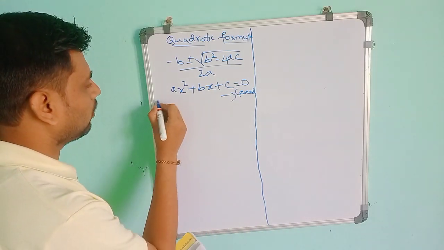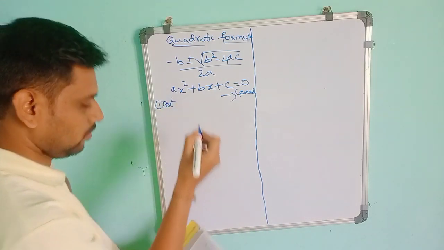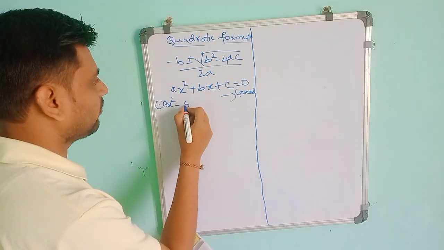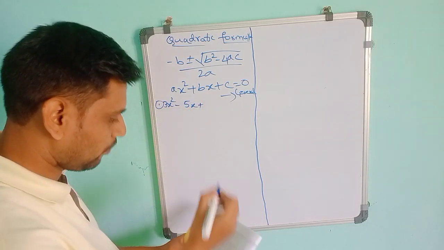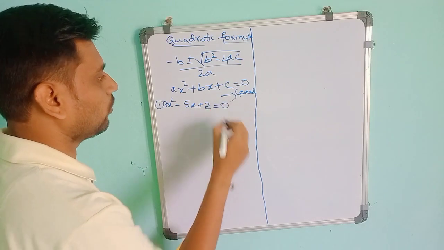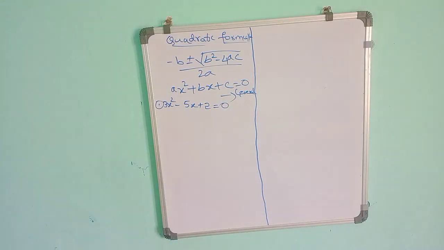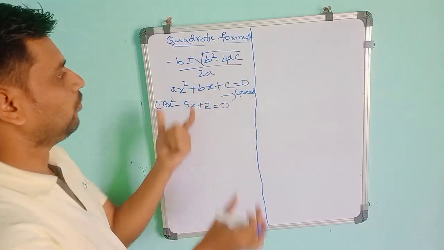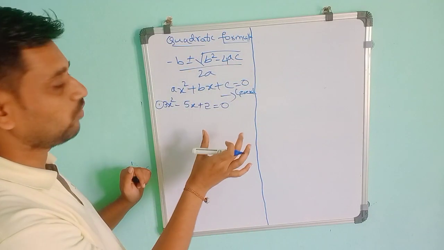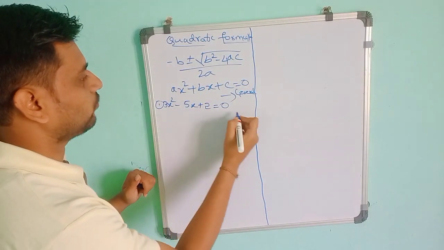3x square minus 5x plus 2 is equal to 0. So this is the equation. We have to solve this one by this method, so you have to find the roots for x. 3x square minus 5x plus 2 is equal to 0.